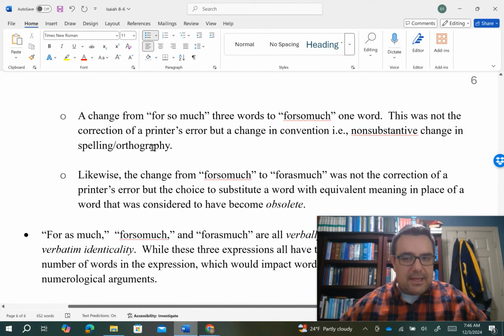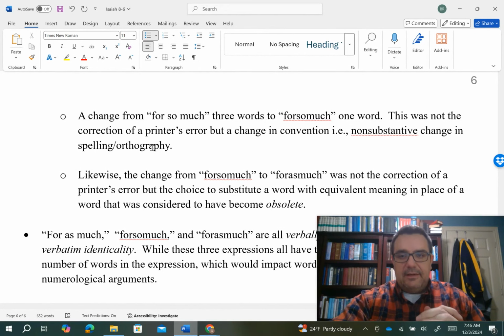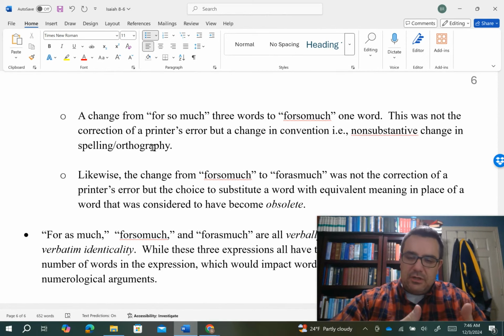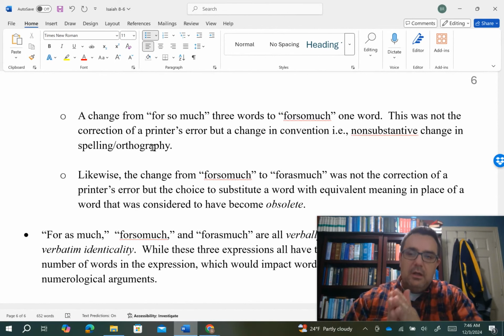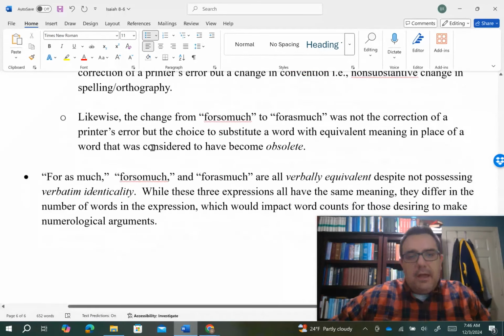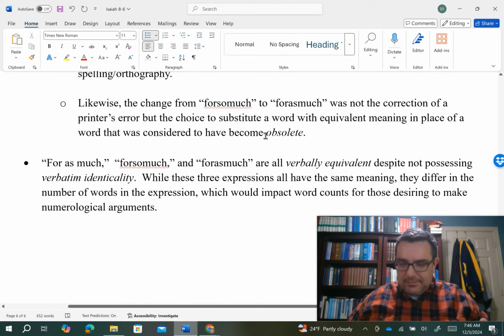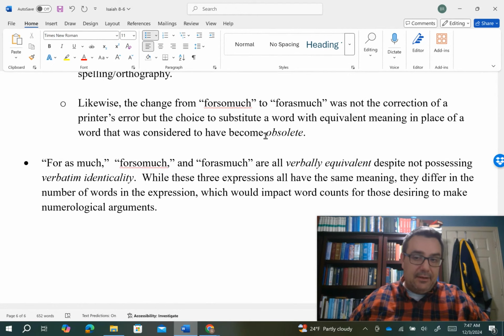There's not a mistake. You know that because you can go back and look at the entire history of the printed English Bible before 1611. There's a non-substantive change here in spelling and orthography, even going from "for so much" as three words to "forasmuch" as one word, okay? Likewise, the change from "for so much" to "for as much" was not the correction of a printer's error, but the choice to substitute a word with equivalent meaning in place of a word that was considered to have become obsolete. It's not a substantive change. They are verbally equivalent, despite not having verbatim identicality of wording.